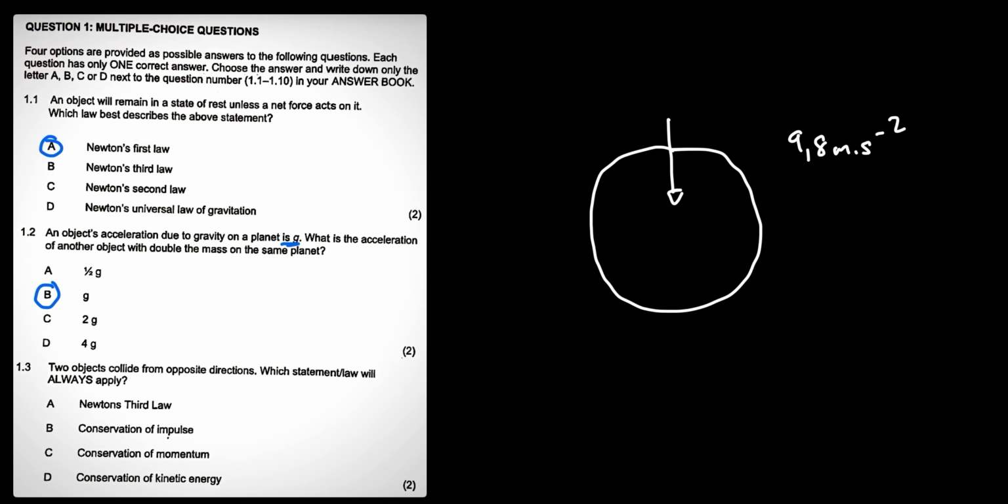1.3 says that two objects collide from opposite directions. Which statement or law always applies? So now, if we have two objects that are colliding, we are always going to get a force together with a reaction force. And that means we are talking about Newton's third law.